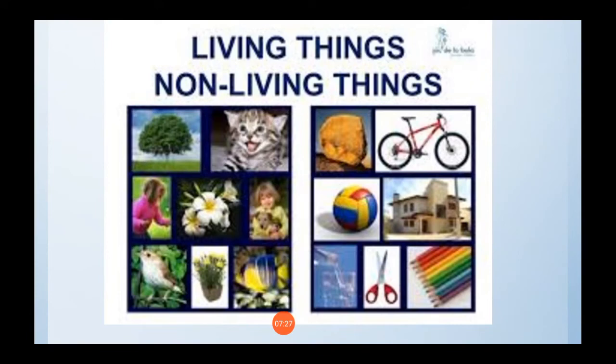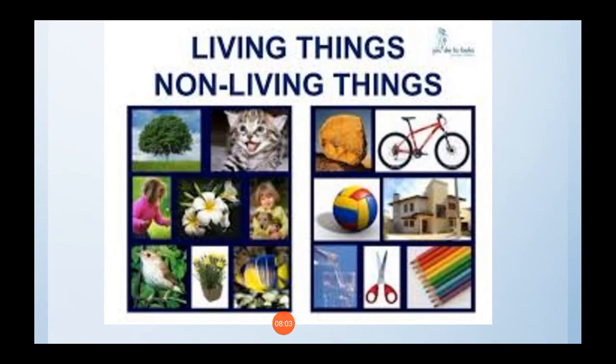So the first thing you want to take care of in your mind: the beings and objects which can respire, breathe, those are all living. The objects which can't breathe, those are all non-living. For example, stone, cycles, ball, buildings, water, scissors, pencils. These are all non-living things, right? Some of the things are man-made, some are natural. But I am telling about living and non-living.